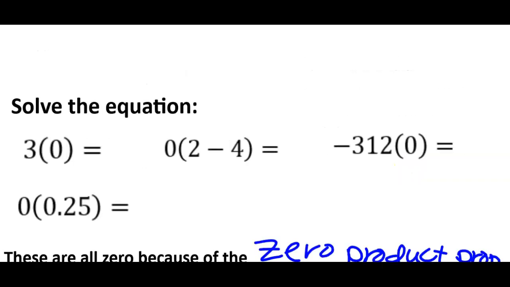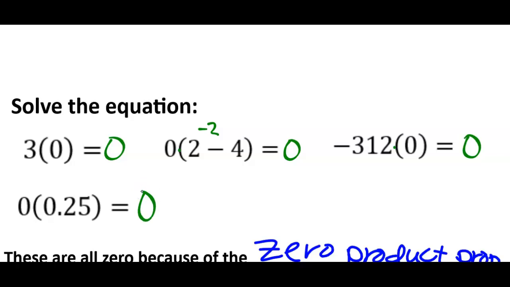So I would like you to solve this equation. 3 times 0. What's 3 times 0? It's 0. Okay, so this is 0 times 2 minus 4. 2 minus 4 is negative 2. Does that matter? It doesn't, because 0 times whatever is 0. Okay, negative 312 times 0. That's going to give me 0. And then over here I have 0 times 0.25. If I have a decimal, does that matter? No, it's going to be 0.